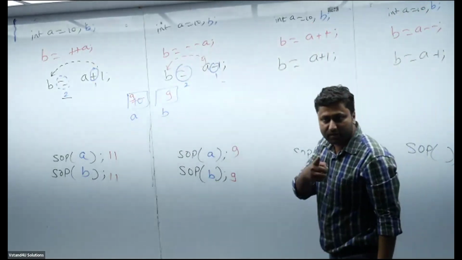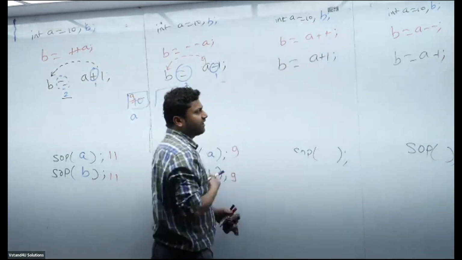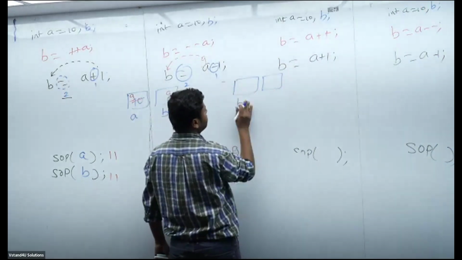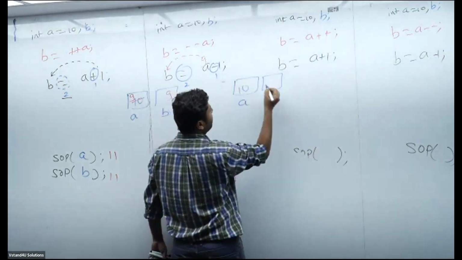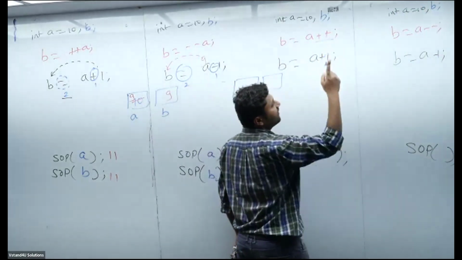Post-decrementation. Are you with me? In this case, how many variables are there? What are those? A, B. What are the values of A and B? B has nothing. Agree? You are telling post incrementation.